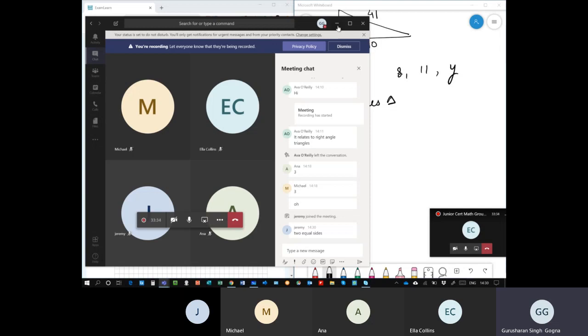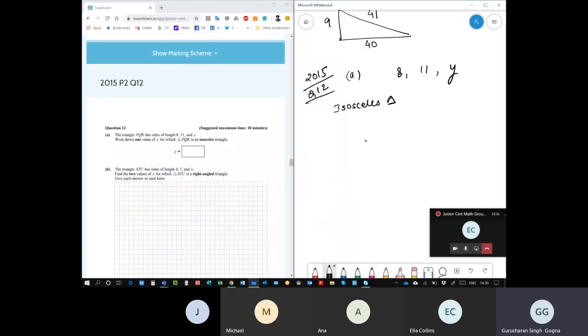Very good. Two equal sides. Isosceles triangle means two sides must be equal. So they are saying you have an isosceles triangle. One side is, let's say, 8, one is 11, and the third side is y. So what is the possible value for y?